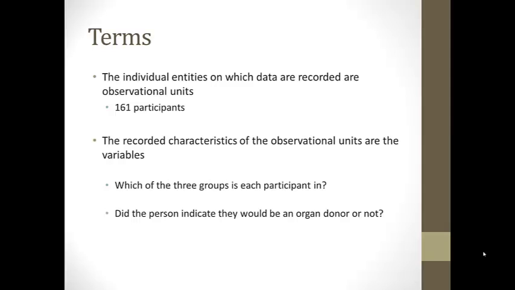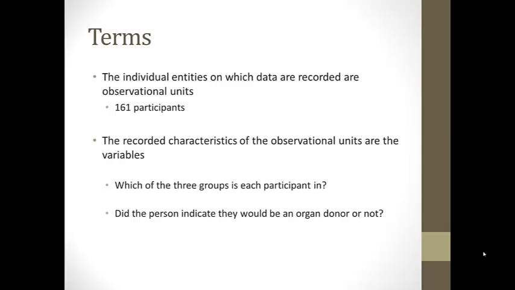So that is, for each of these 161 participants, what do we know? Well, we know two things, and those are the two variables. The first thing we know is which of the three groups the participant is in. Are they in the opt-in, opt-out, or neutral group? Secondly, we know whether the person indicated whether or not they would be an organ donor.